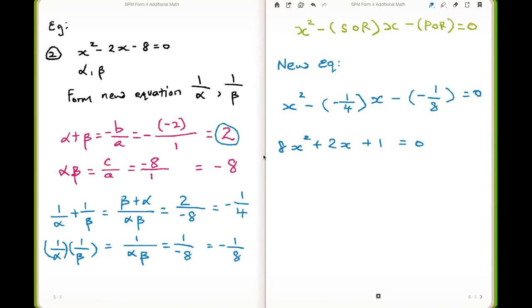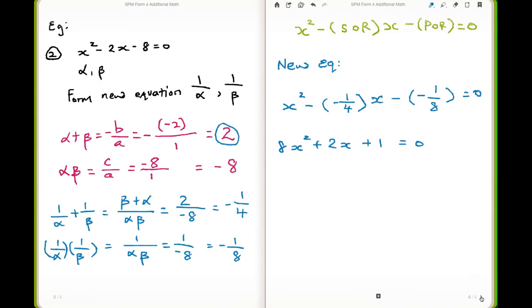Next, the third example would be on how I'm going to make use of the condition for b squared minus 4ac, where there is a real root. Real root means two different roots or repeating roots, whereas imaginary roots or no roots is when b squared minus 4ac is less than 0.